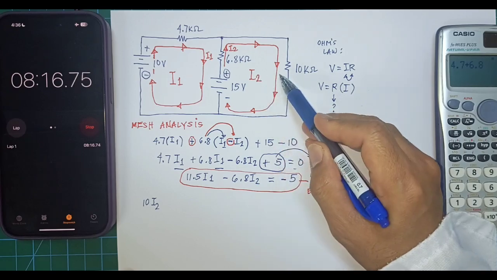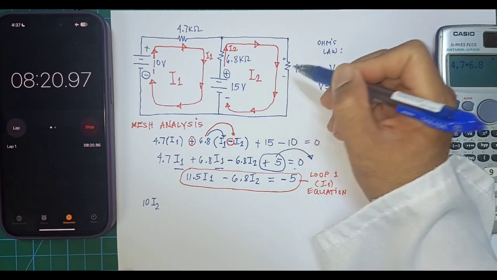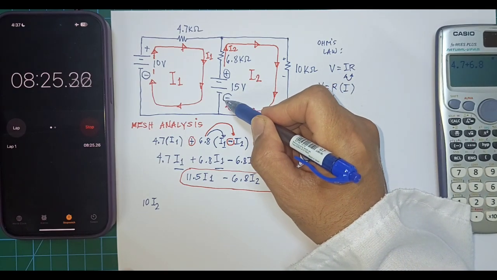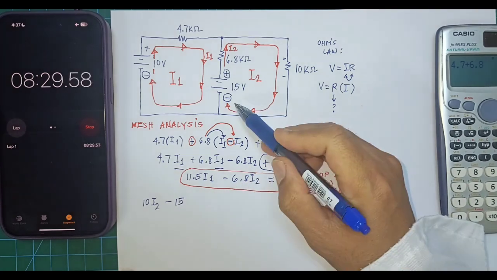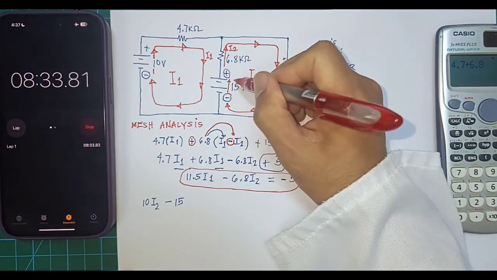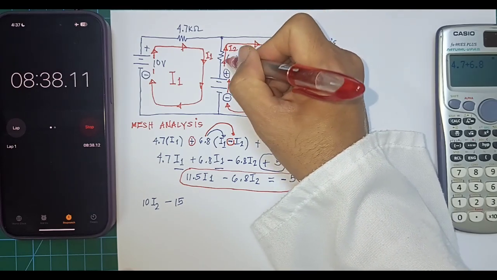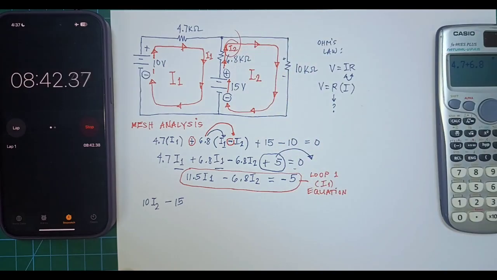So 10 I2, and going back here, this will look like positive. We will assume this negative. Now, when you go on the 15 volts, you will enter on the negative side. So I'll write minus 15. And you continue moving from here, going up. Going here, you will enter the 6.8 kilo ohms. And we have here I2.